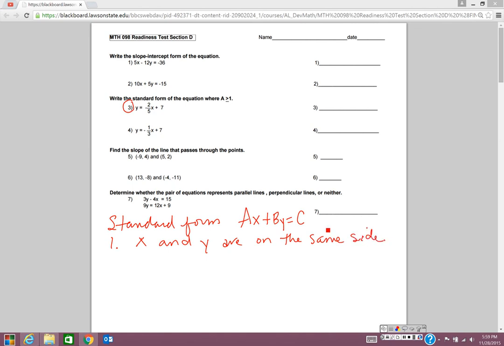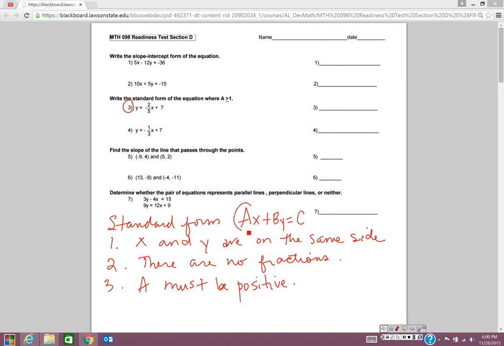Notice that the constant c is on the opposite side. 2, there are no fractions. And the last rule is a must be positive. Now a here is the coefficient of x. So even if someone used another letter here, know that we're really saying the coefficient of x must be a positive number. Alright, let's get started. Make sure you write those rules down.